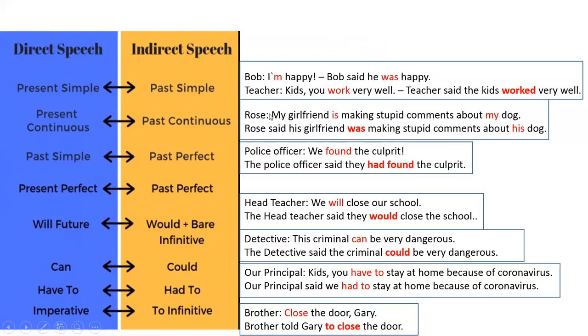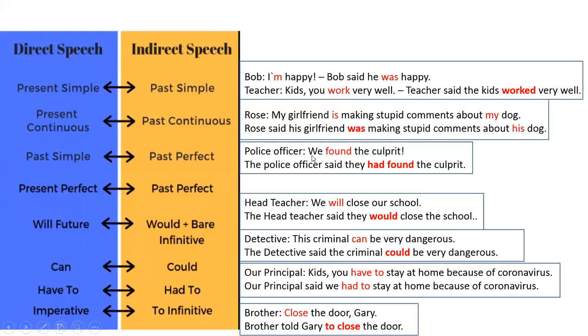Let's look through one example. Rose: My girlfriend is making stupid comments about my dog. How to report this sentence? Rose said that his girlfriend was making stupid comments about his dog. We are using the continuous form, but this time it's past and not present. Is is changed to was.